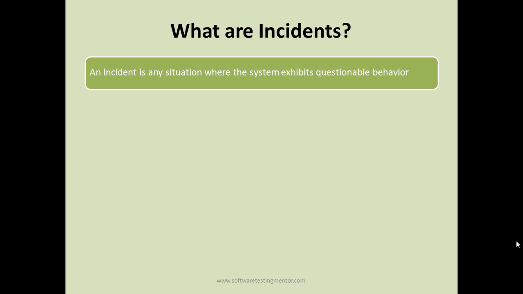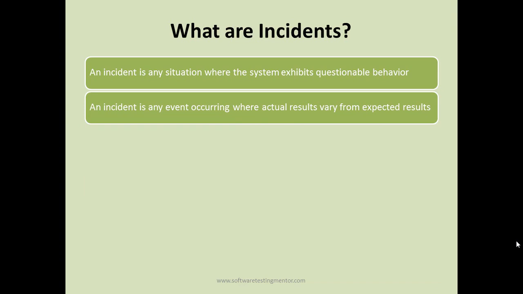If you find that the expected result, the expected outcome that you want from the system, does not match the actual result, then that's an incident. That's questionable behavior, and that is known as an incident. An incident is any event occurring where actual results vary from expected results. So if actual and expected results do not match, that event is known as an incident.